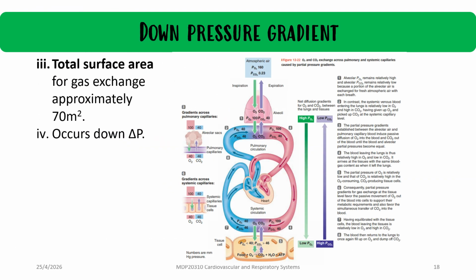So oxygen moves from the alveoli to blood because of high partial pressure in alveoli, as seen in this diagram, where the PO2 in the alveoli is 100 mmHg. Meanwhile, carbon dioxide will move in the opposite direction, as the deoxygenated blood seen in these blue blood vessels contains more carbon dioxide. Therefore, we can say that the diffusion will occur down the pressure gradient.